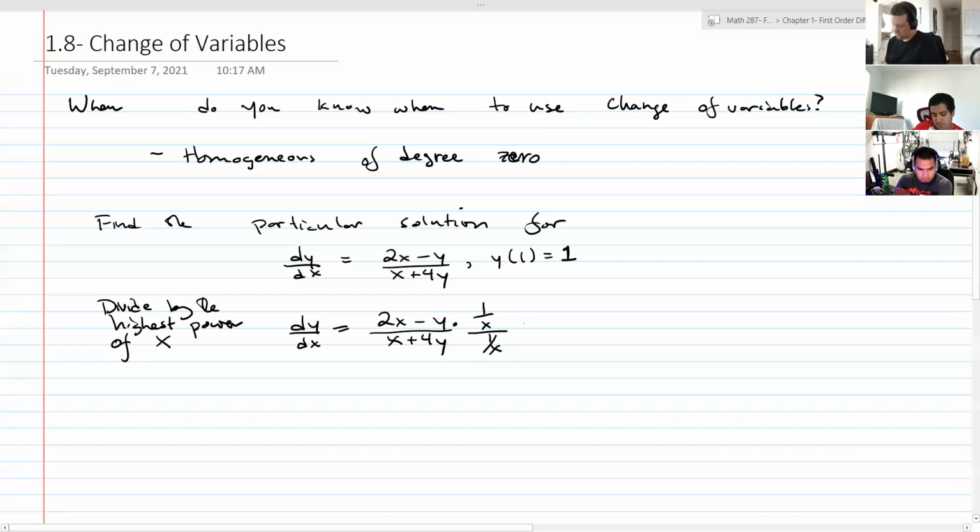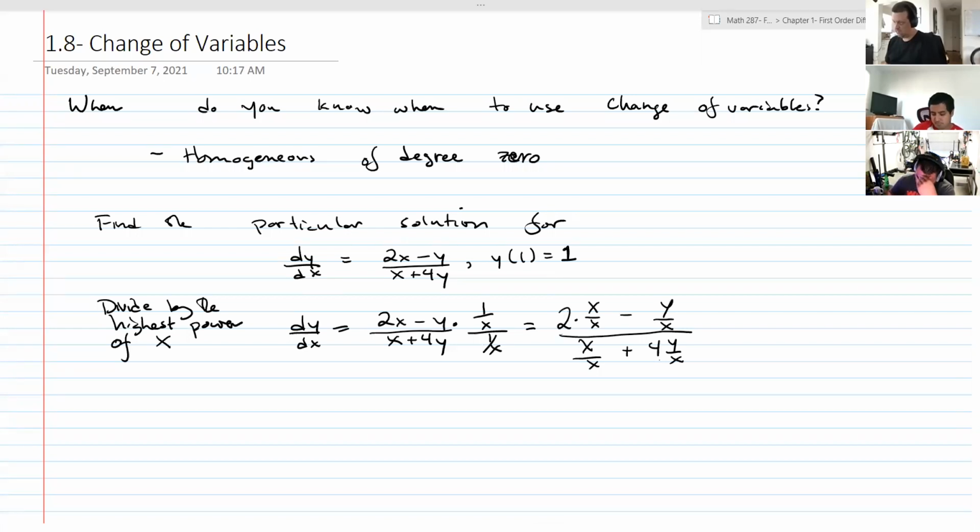Okay, so now this is going to equal (2 times x over x minus y over x) divided by (x over x plus 4y over x). The definition of homogeneous of degree 0 is a little bit different from this, but this is a theorem that comes off the definition. So when I rewrite this, it equals (2 minus y over x) divided by (1 plus 4 times y over x).